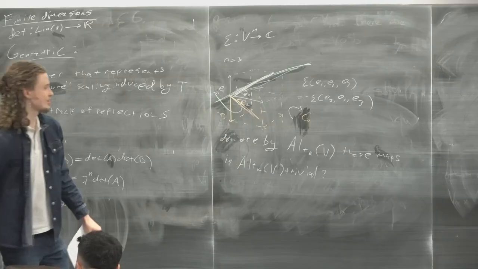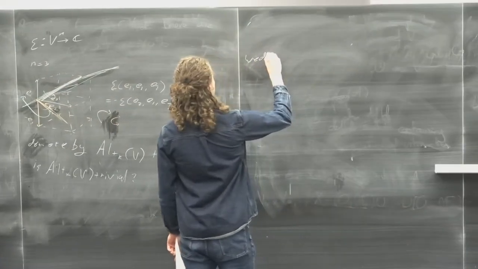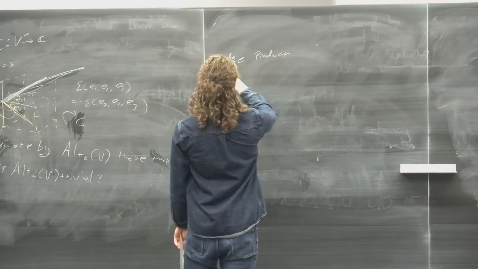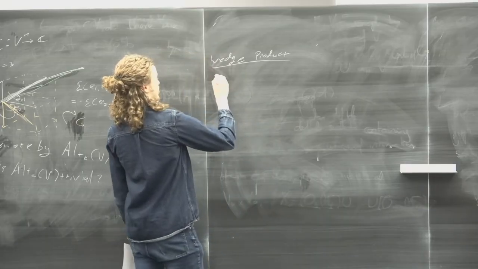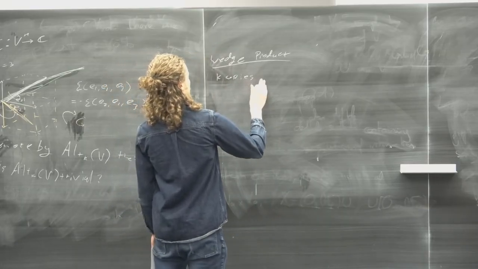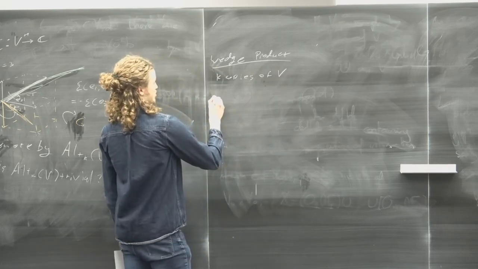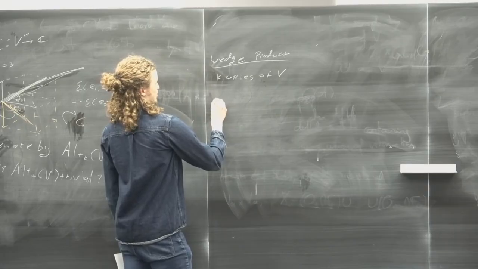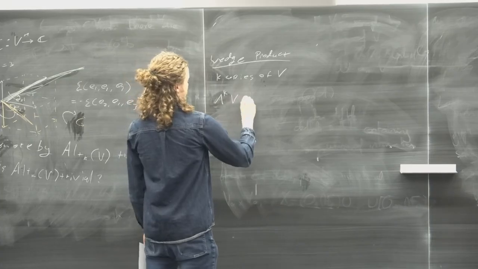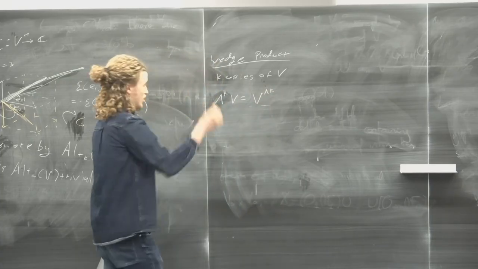Okay, so I'll talk about the wedge product for a second, and I'm just going to define it. If I have k copies of V, I can define this space, wedge to the k of V, or you can call it V wedge to the k. I think I'll tend to use this more.